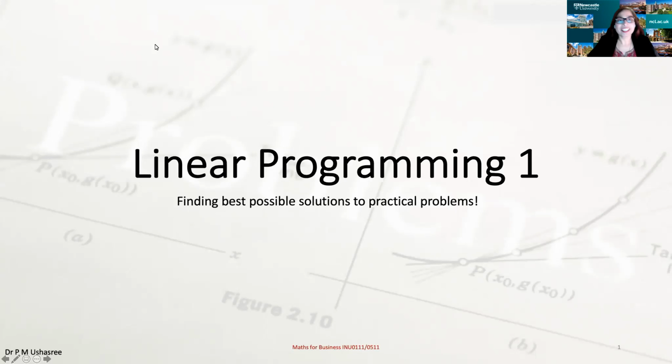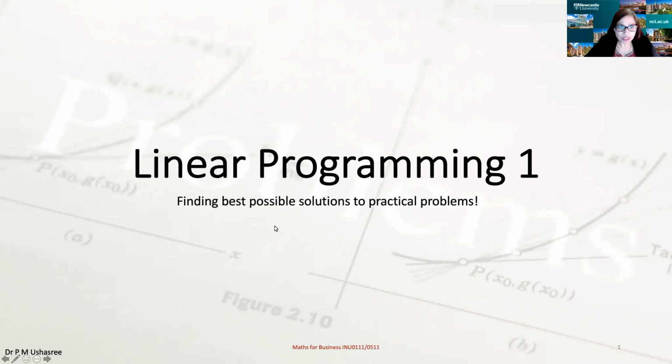Hi everybody, we are in week 8. We're going to start linear programming this week. So this week will be an introduction to linear programming, and the next week we'll be doing some word problems to help you understand how linear programming is used in real life.